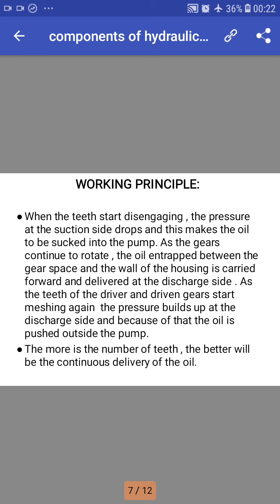As the teeth of the driver and driven gear start meshing again, the pressure builds up. At that time, at the discharge side, the oil is pushed out to the delivery end. The more the number of teeth, the better the continuous delivery of the oil. If the number of teeth is less, then the fluid flow or delivery will be pulsating.